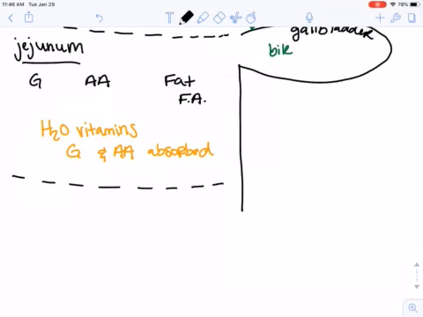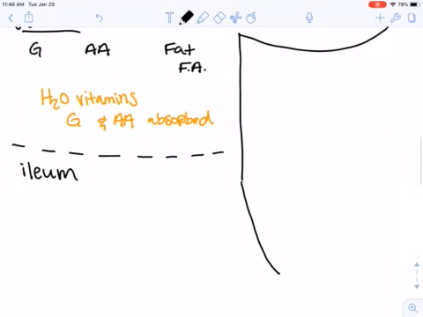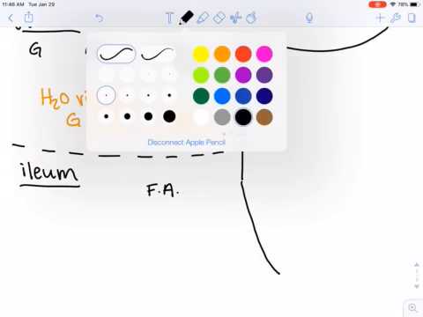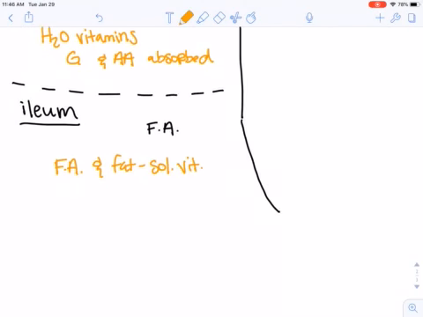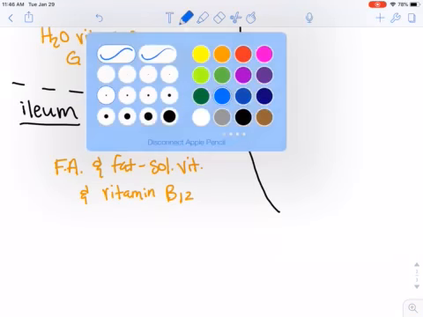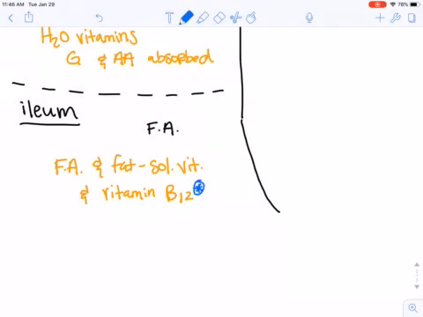Finally, we have the ileum, which is our last part of the small intestine. And this is really going to allow us to have that fatty acid fully broken down from the large molecule of lipids. And all we're doing now is absorption. So we're going to absorb fatty acids and our fat-soluble vitamins, which are vitamins A, D, E, and K. And we have that one outlier, vitamin B12, that's absorbed in the ileum, and this is due to that intrinsic factor that we used in the stomach.